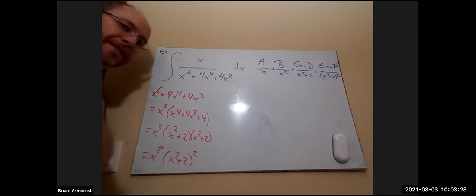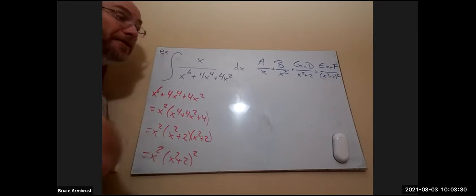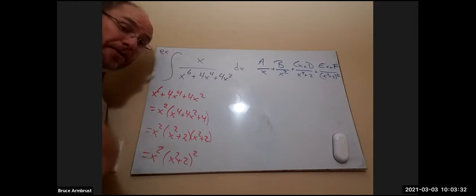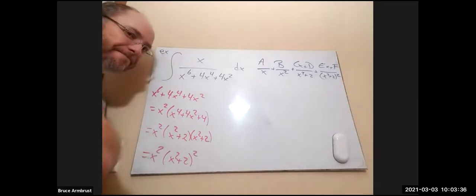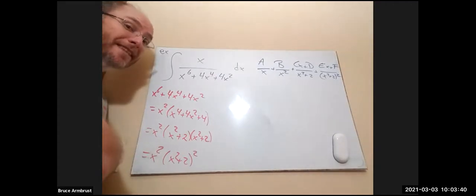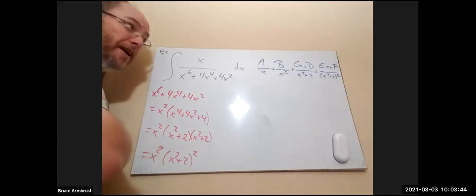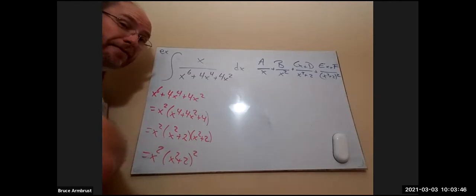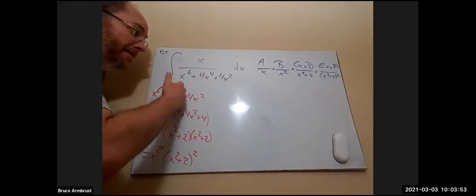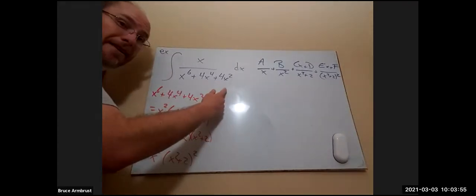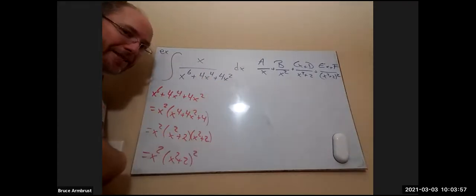Okay, so check this out. This one now has 6 variables we're solving. So this one, we're going to have to plug in 6 different numbers to end up finding A, B, C, D, E, and F. So the more complex the denominator, the more variables you're going to get. And actually kind of makes sense.